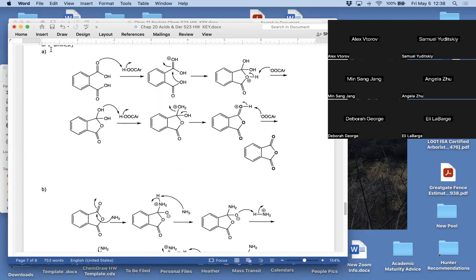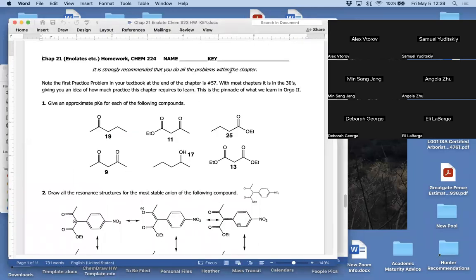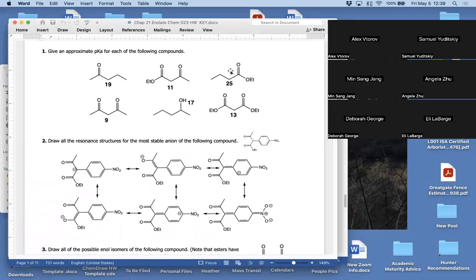Okay, so these are all good mechanism practice. And there may be variations of the way this could be done. I didn't consider all reasonable possibilities. Okay, for the last chapter, you should be able to rank, oh, for 12B.